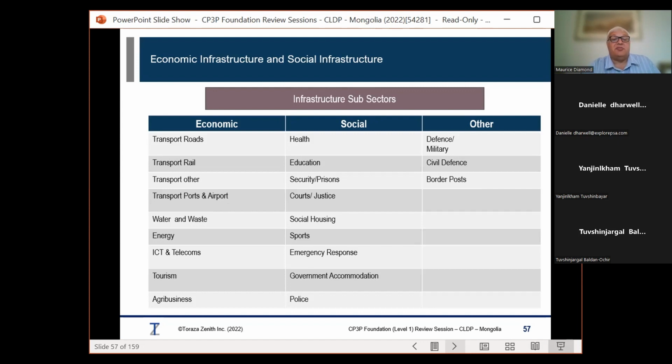Now, on the economic side, that energy, ICT, telecoms, tourism, and agribusiness, if you have national parks in some countries, fall under social infrastructure, and in other countries economic infrastructure. So just be aware of these differences.